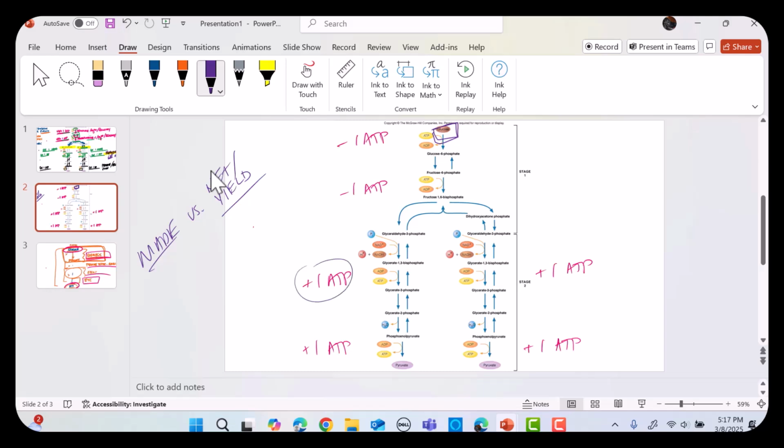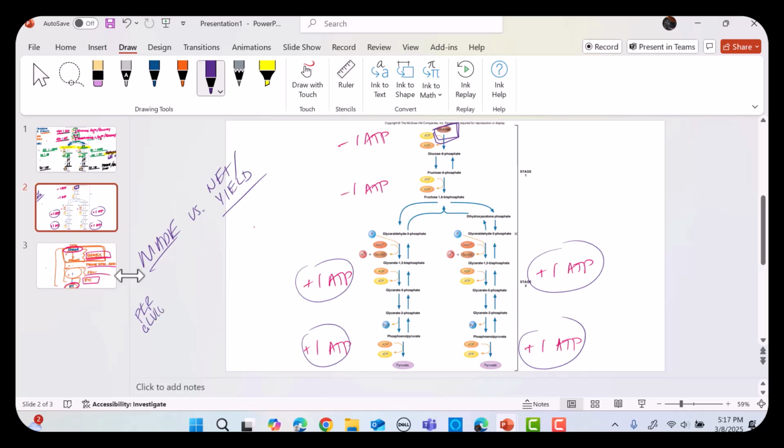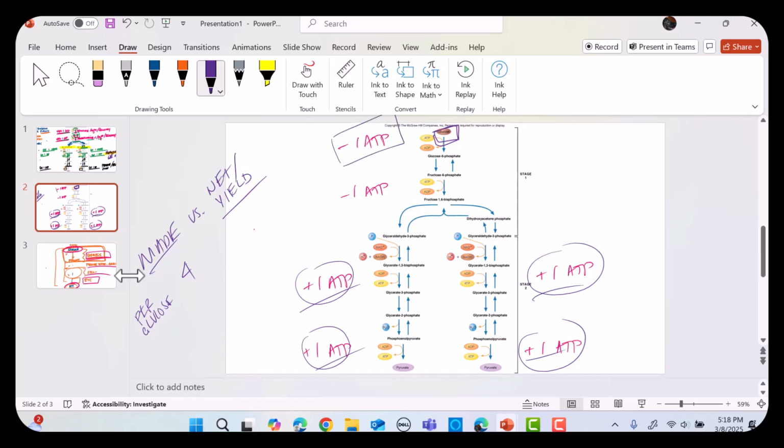I made 1, 2, 3, 4. So per glucose, my made is 4. My net or yield is what's left when I pay my bills. So I made those 4. It cost me 2. So 4 minus 2, my net or my yield is 2. So what I always tell students to do is when you're asked how many ATP do you make, net, yield, whatever, put your finger on your per what and your fingers on the end and count in between. I make 1, 2, 3, 4, costs me 2, 4 minus 2 is 2.